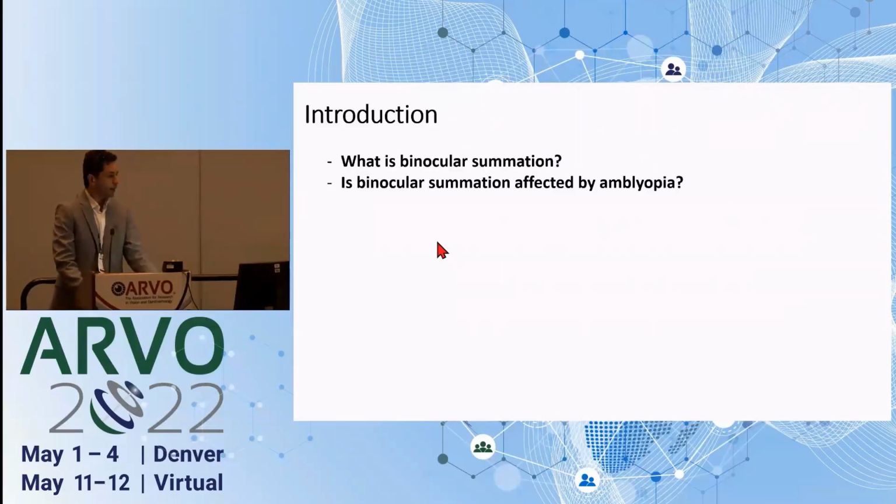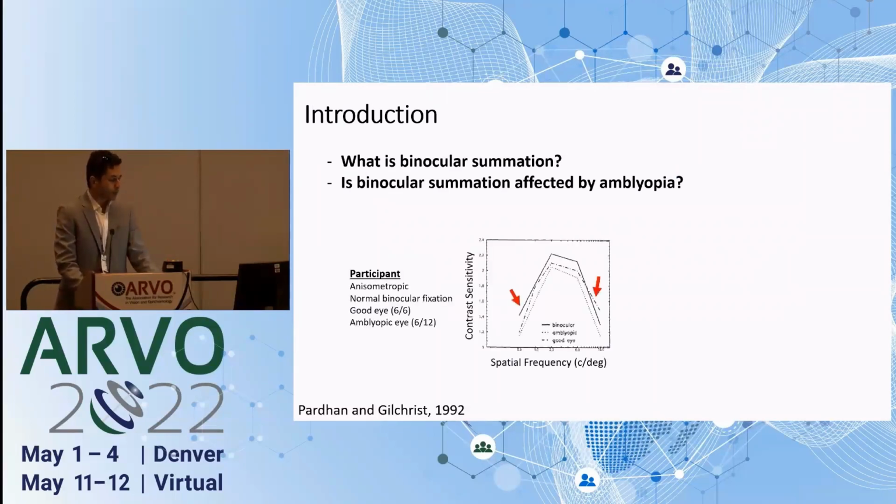I think we all know what binocular summation is. It's not a new phenomenon. Technically, it refers to improved visual performance when we do the task binocularly rather than monocularly. And is binocular summation affected by amblyopia? Yes. And for many, many years, we have known this effect.